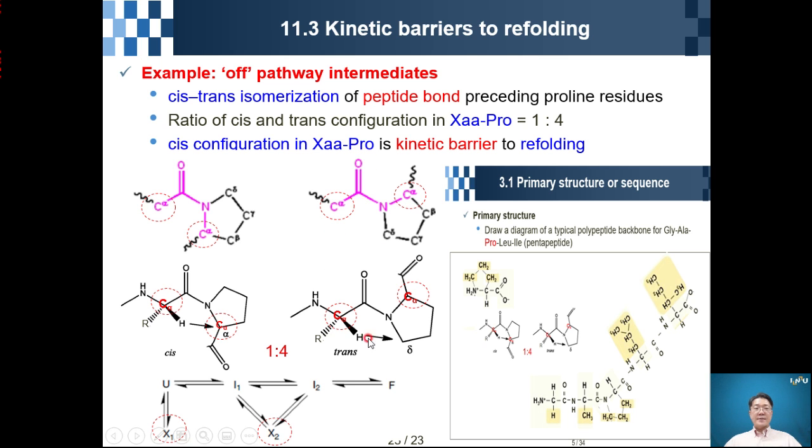So once again, the example of the off pathway intermediate is the cis configuration in XAA proline. It exists at a 1:4 ratio, where 1 is the cis configuration in XAA proline. So this can be the kinetic barrier, or can be an off pathway intermediate to refolding.